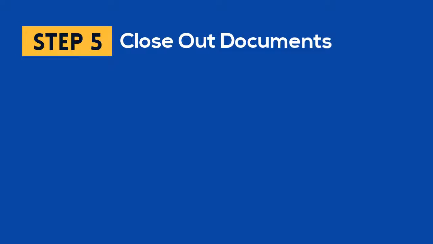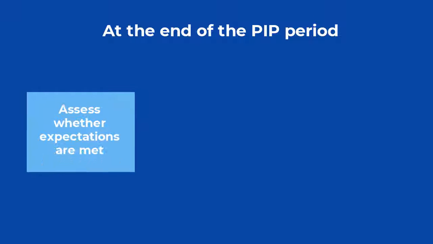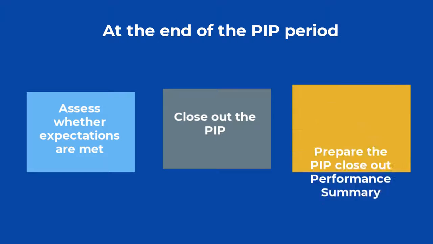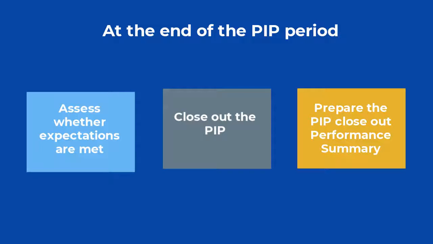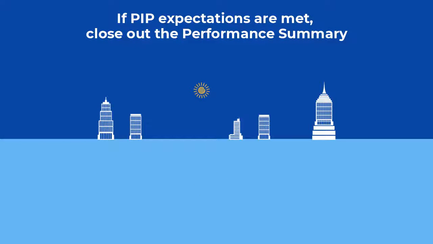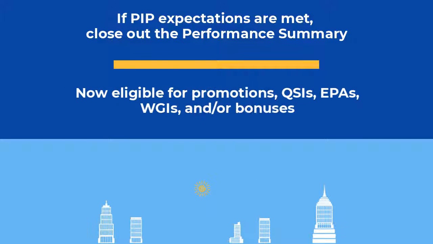Step 5 is to close out PIP documents in PAS. At the end of the 90 calendar day PIP period, the supervisor assesses if the employee's performance meets expectations of their KJEs and performance competencies, closes out the PIP, and prepares the PIP closeout performance summary. If the employee has met PIP expectations, the supervisor closes out the performance summary. The employee is now eligible for promotions, QSIs, EPAs, within grade increases and/or bonuses.